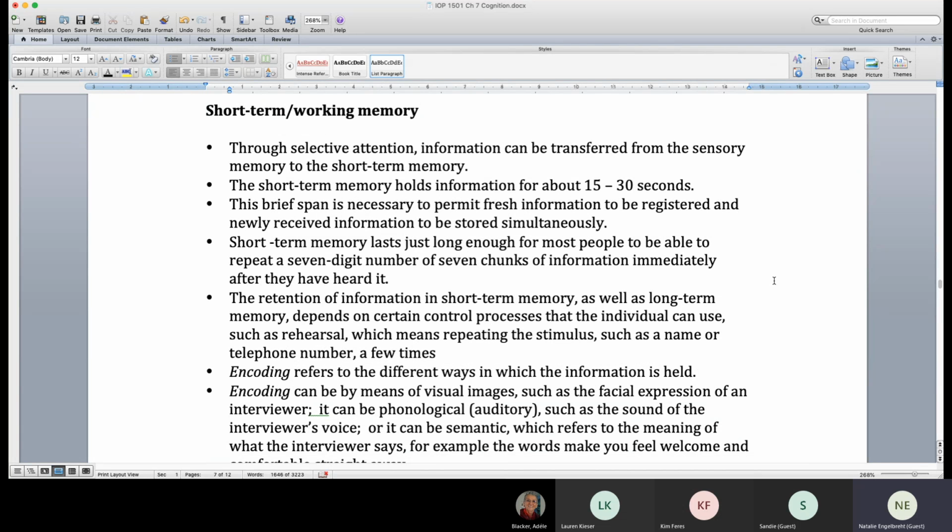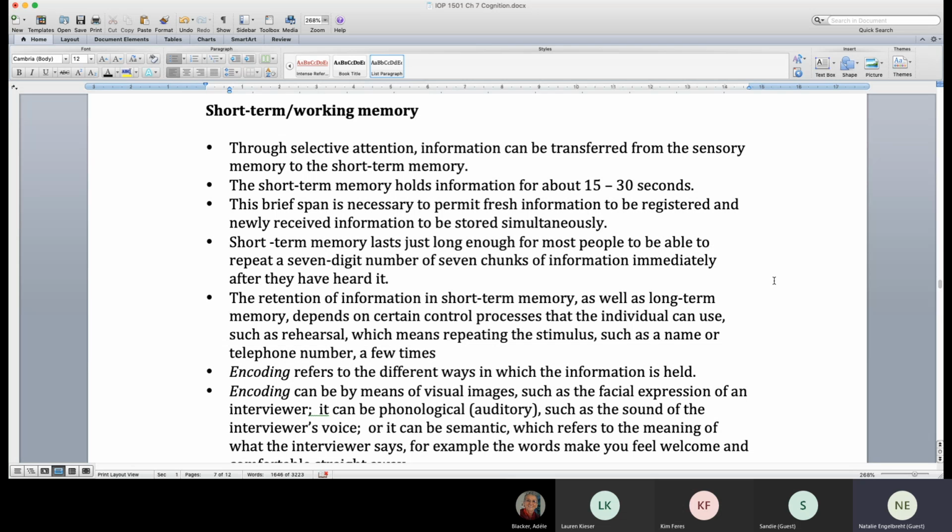Short-term working memory. Through selective attention, information can be transferred from the sensory memory to the short-term memory. The short-term memory holds information for about 15 to 30 seconds, which I thought was very interesting. This brief span is necessary to permit fresh information to be registered and newly received information to be stored simultaneously.